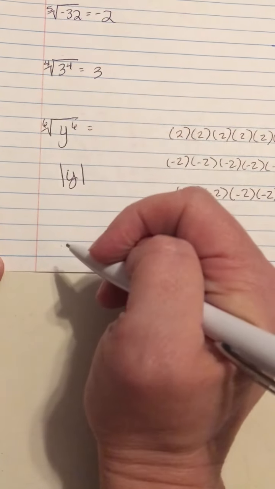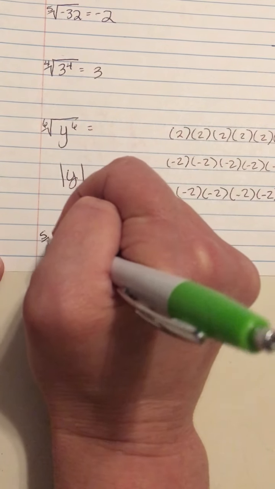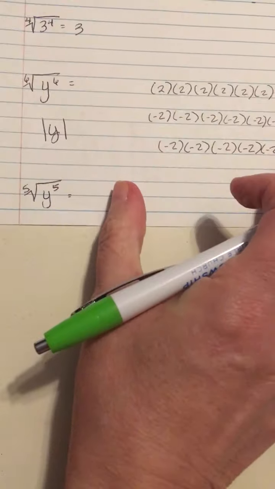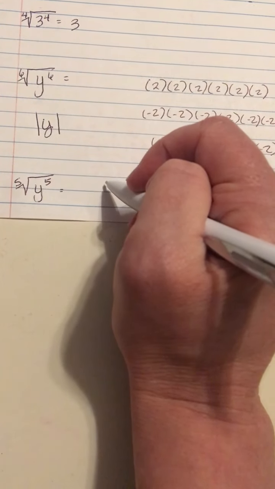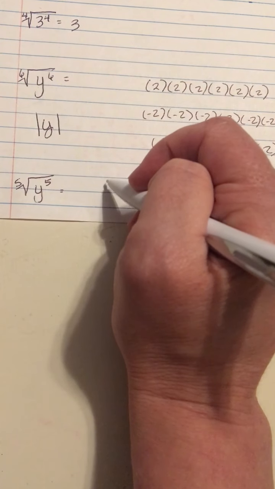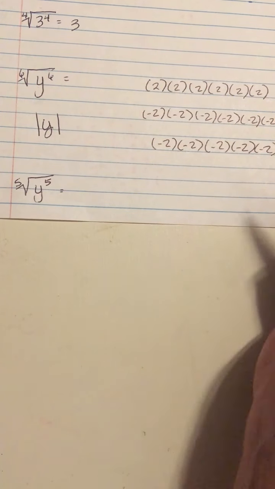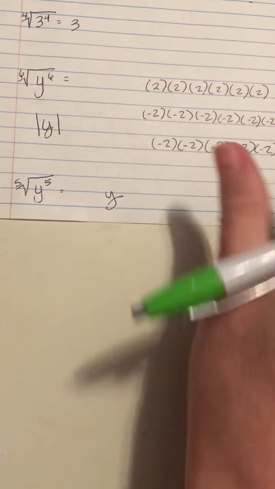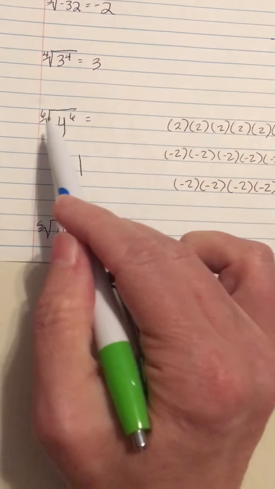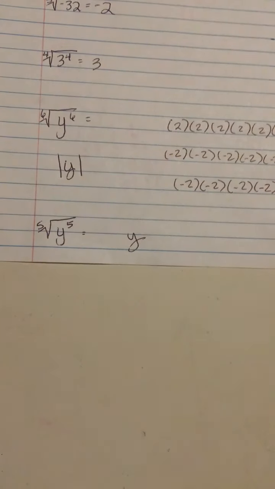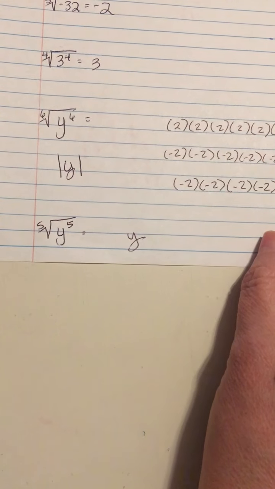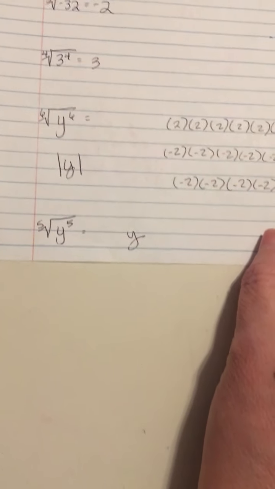Now, if you had an odd exponent, you don't have to do it, because it's just going to be y. Because with negative 2 to the 5th power, you can have a negative. So this would just be y. But here with the even exponent, you have to account for both the positive and negative both working.